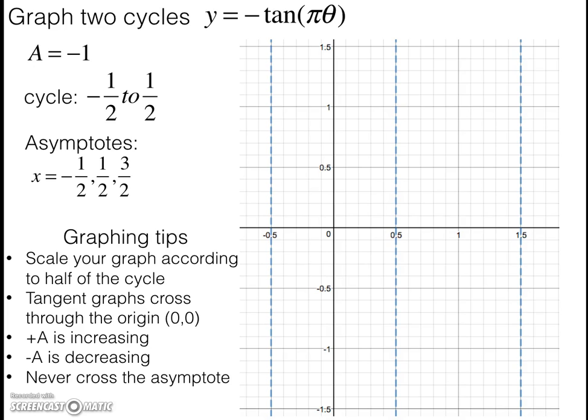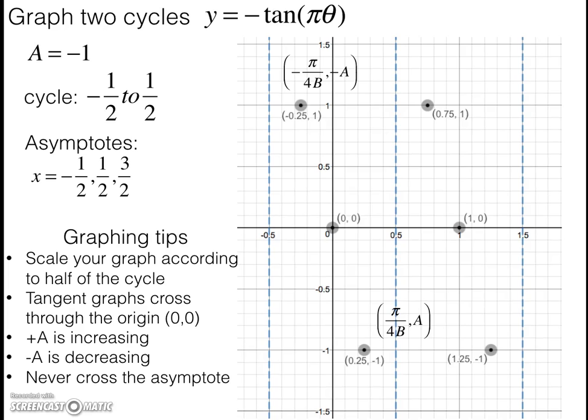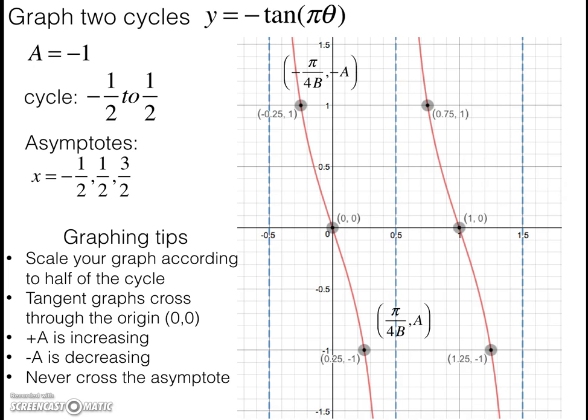Some graphing tips are to scale your graph according to half of the cycle. So since our cycle is negative 1/2 to positive 1/2, we're going to scale it by 1/4. We're going to plot our points and then connect the curve. We have a decreasing function since the a value is negative, and be sure that your tangent function never crosses the asymptote.